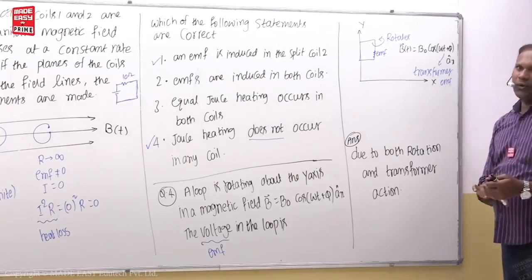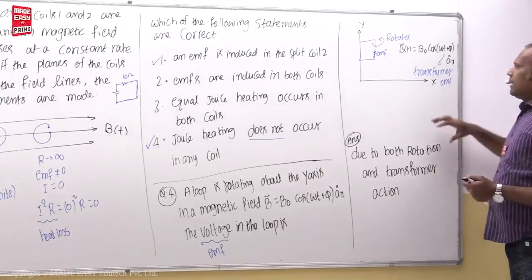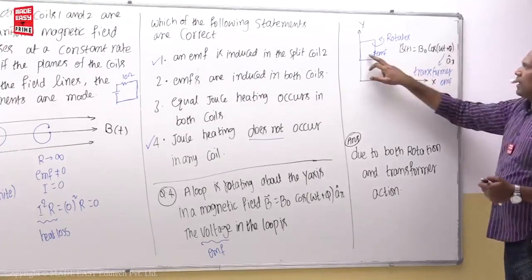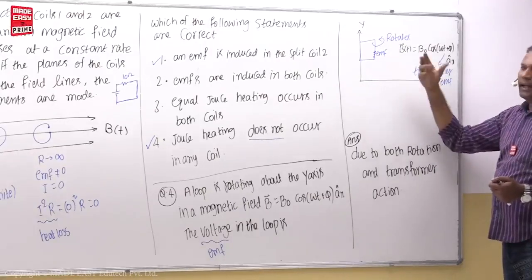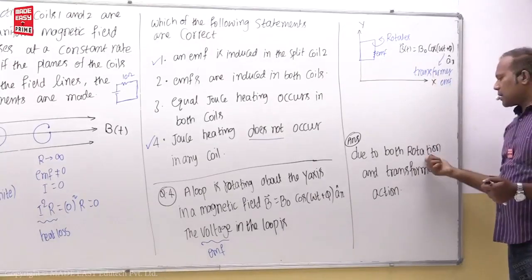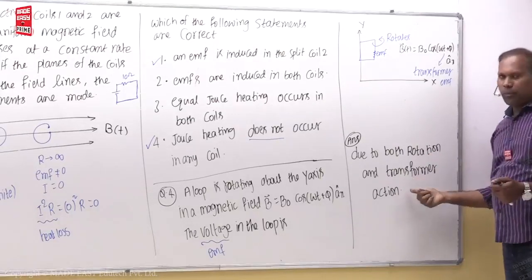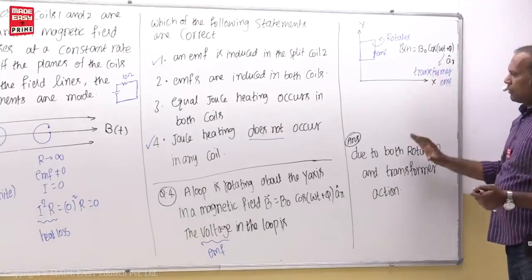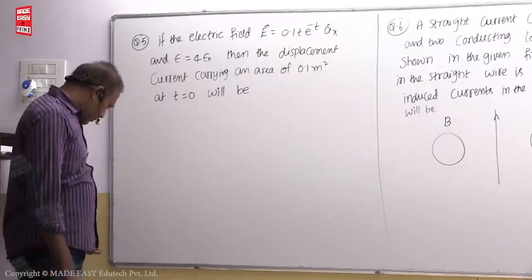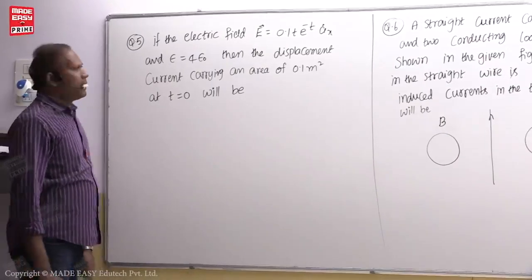Actually, case 1, case 2, case 3 are there. In a time varying magnetic field, whenever the loop rotates or otherwise the loop area changes, then motional EMF, that is called rotational here, and transformer action both are present here. This is the answer to this one. Okay, students, now let us see this question.